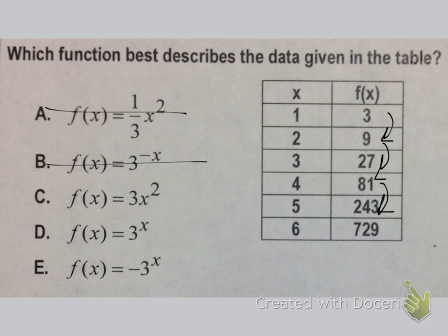And then what is C? That's quadratic. That's gone. What's wrong with E? It's negative 3. But the base, what's going to happen to that negative? It's going to flip it. So that's not going to be it because it's not going to be flipped. These are all going up. So D is our answer. Yes.